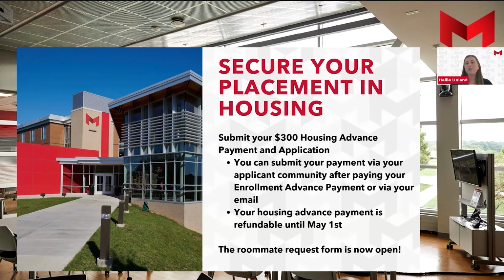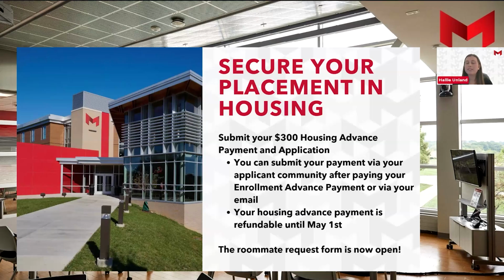You can do this in your applicant community after paying the advanced tuition payment. You do have to pay the advanced tuition payment first in order to have access to this. You will also get an email with access to the housing application within 48 hours of putting that advanced tuition payment down. So if you don't want to go through the applicant community, the email is another way to do that. And then the more exciting news that I'm sure everyone has been waiting for: the roommate request form is now open. We opened that today, and it has been sent out.